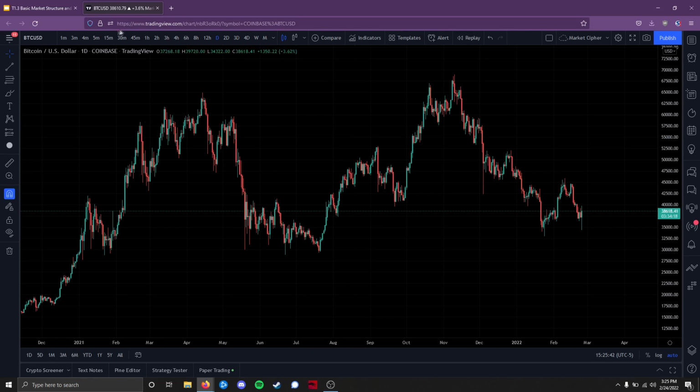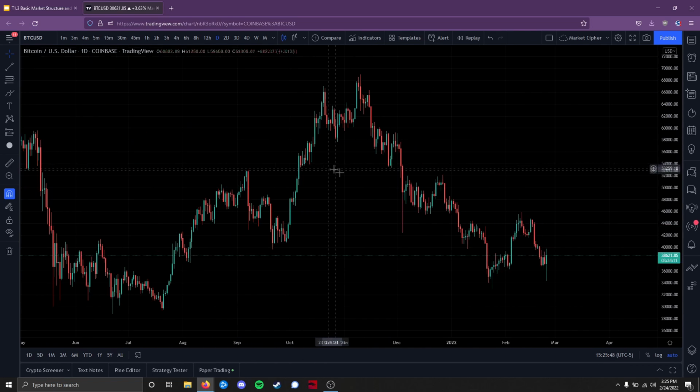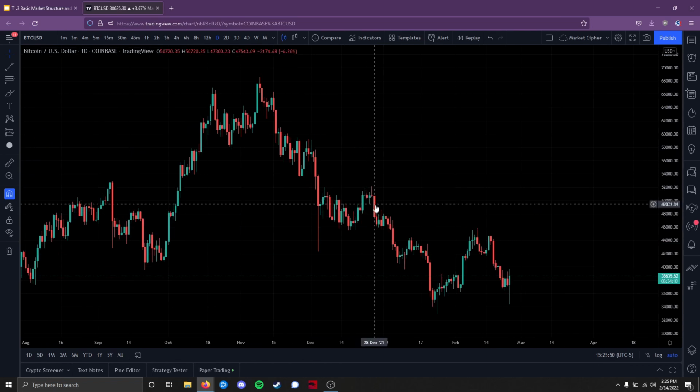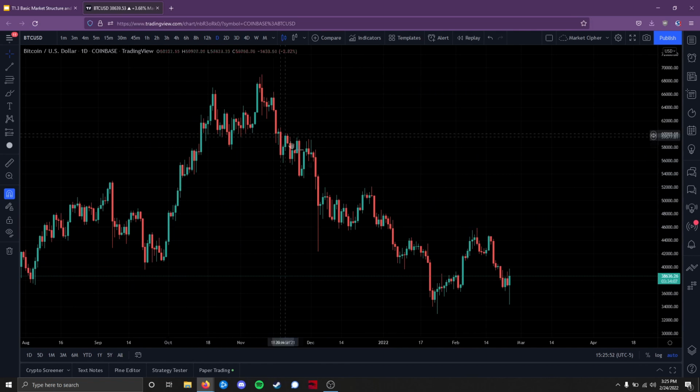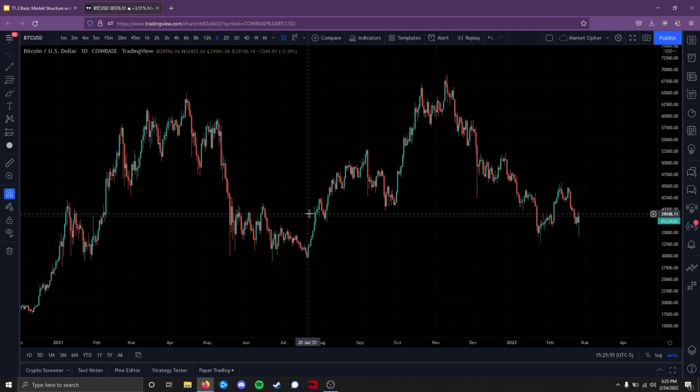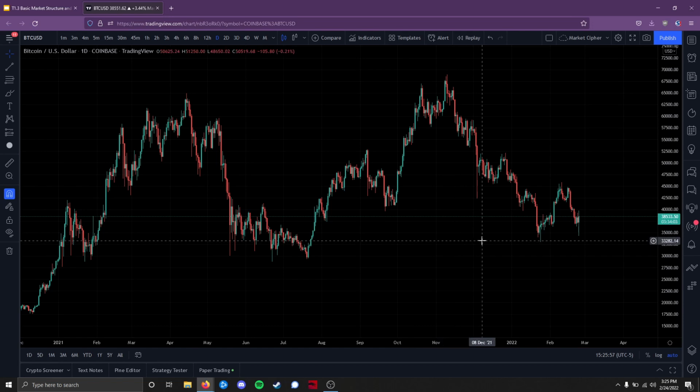So here's our chart example. This is Bitcoin, Bitcoin to US dollar. This is the daily chart. Each one of these candles represents 1 day's worth of price action, whether it's up being green, down being red. What we want to start to do is start to lay out different levels of support and resistance.